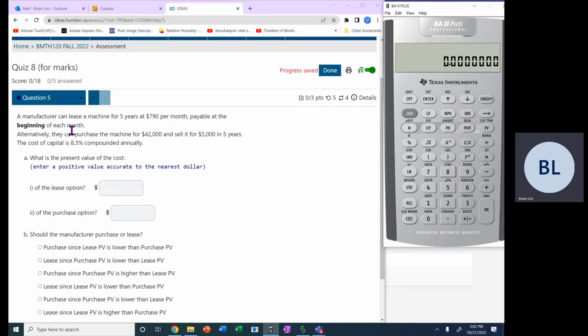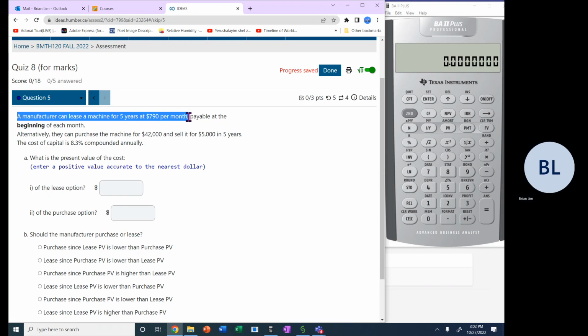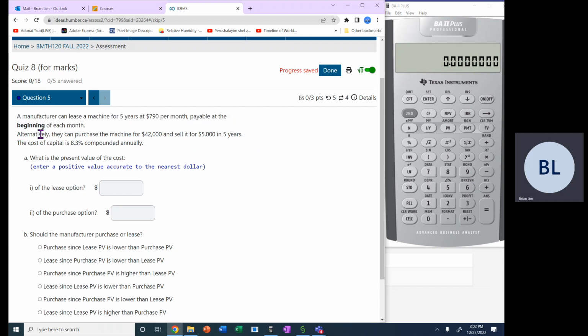Okay, let's look at this question. A manufacturer can lease a machine for 5 years at $790 per month, payable at the beginning of each month. Alternatively, they can purchase the machine for $42,000 and sell it for $5,000 in 5 years. The cost of capital or the interest rate is 8.3% compounded annually.